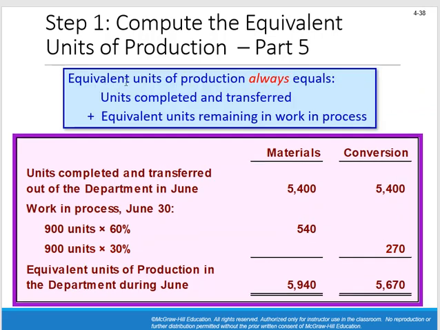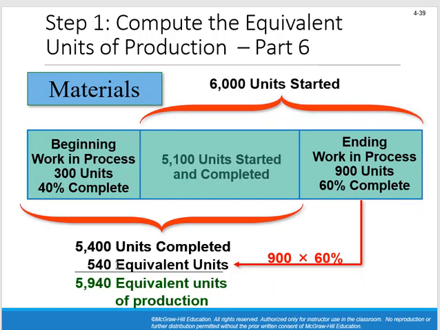The equivalent units of production always equals the units completed and transferred plus the equivalent units remaining in WIP. That's important. It's the units completed and transferred plus the equivalent units in WIP. So visually, this is what we're doing. I find this a little bit hard to read. I like the charts and columns a bit better, but this is what we're talking about.